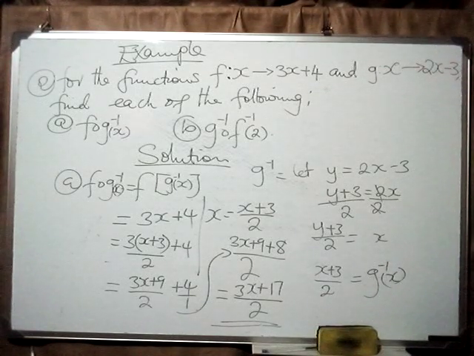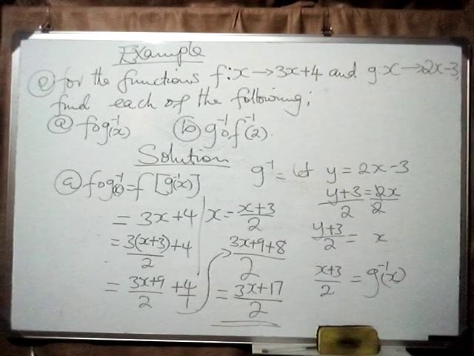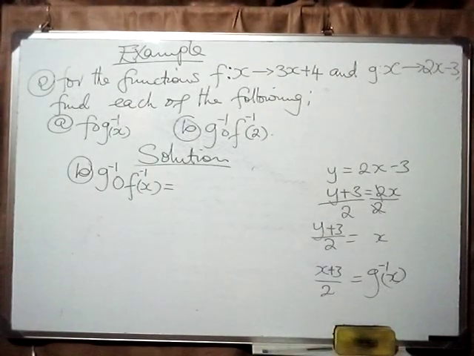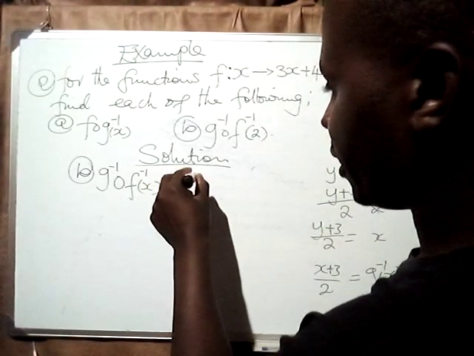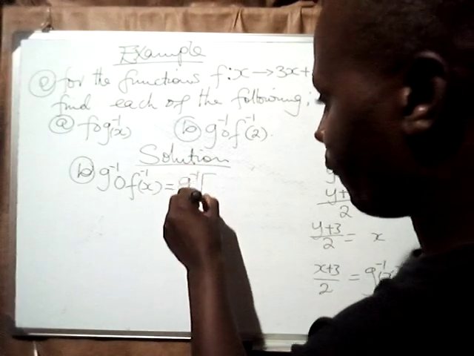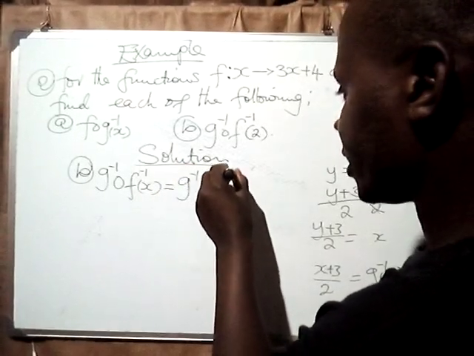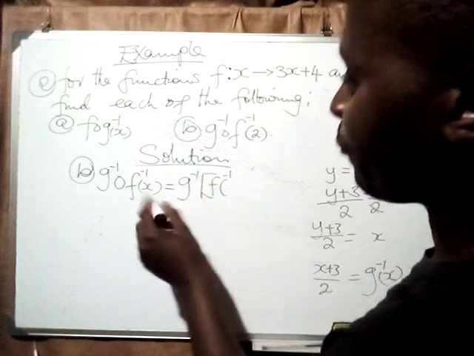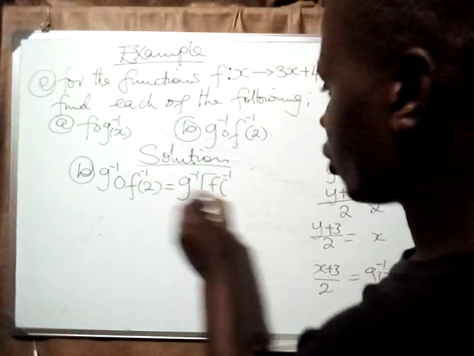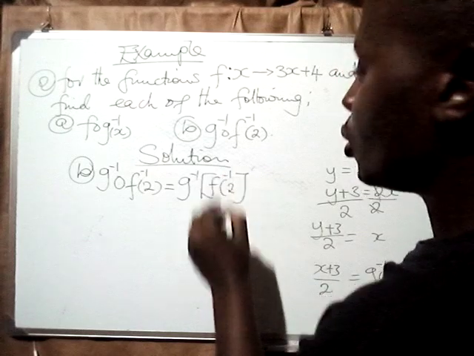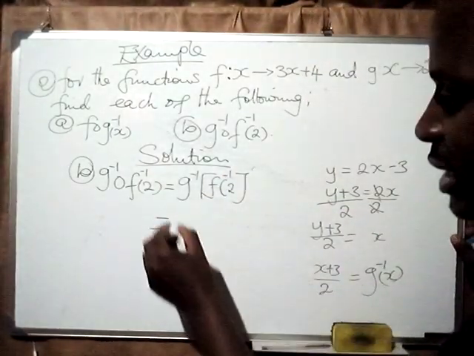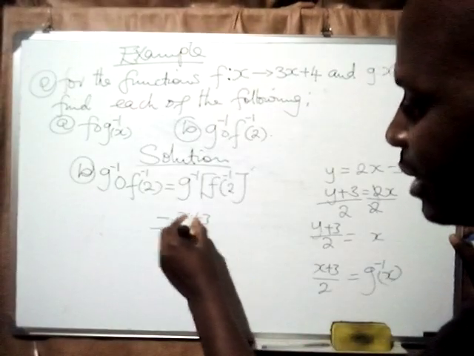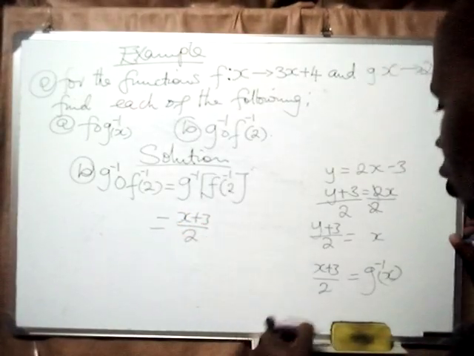Let us see the next question, which is question number B. Question number B is g inverse of f inverse. So this will be g inverse of f inverse. Actually, it is f inverse of 2. So we'll put a 2 there. So g inverse, we already know. Our g inverse is (x plus 3) over 2. So this is what we have.